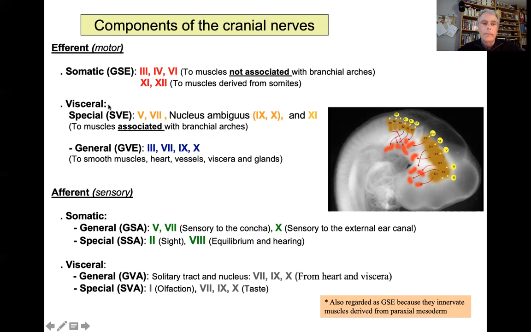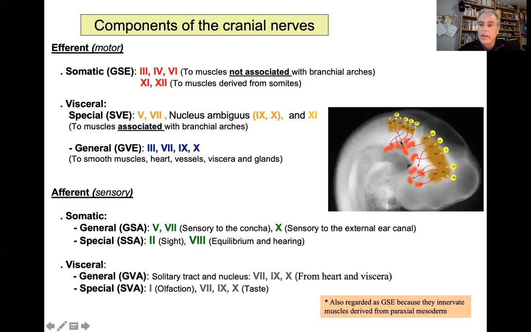The visceral component is divided into special and general. The special, that is special visceral efferent, also named general somatic efferent component, because they innervate muscles derived from paraxial mesoderm. Also the nucleus ambiguus, formed by the cranial nerves glossopharyngeus and vagus, and the accessory cranial nerve. These are nerves that are going to innervate muscles associated with branchial arches, as you see here. So the 5, the 7 as well here, and glossopharyngeus, vagus, and accessory.